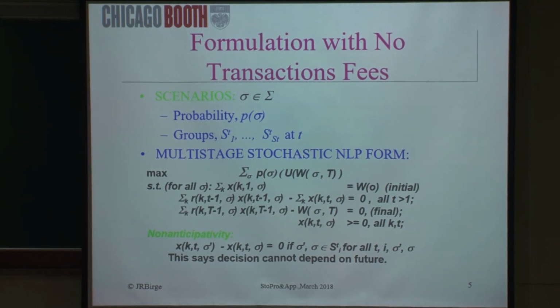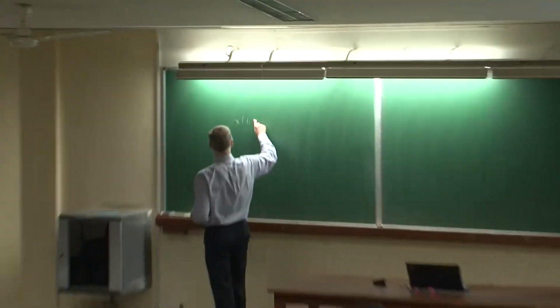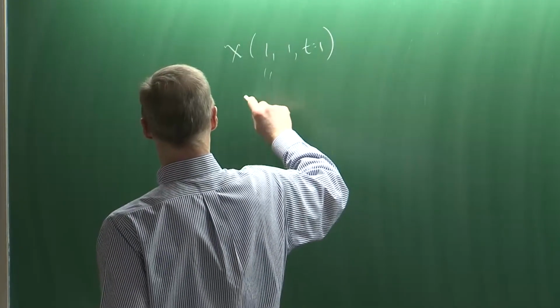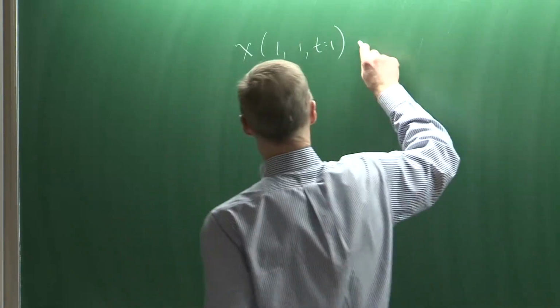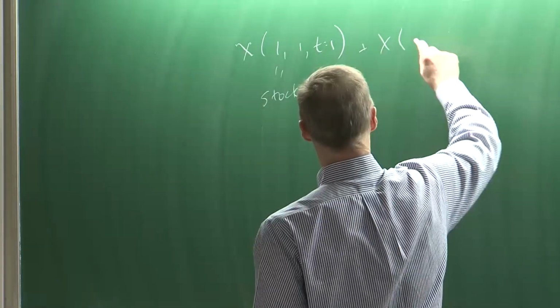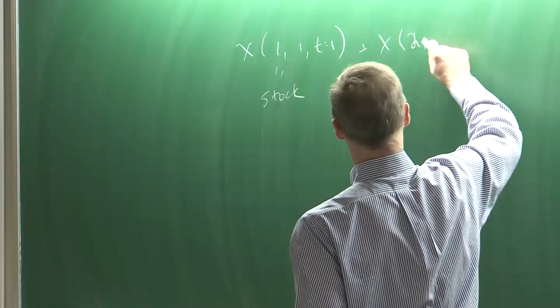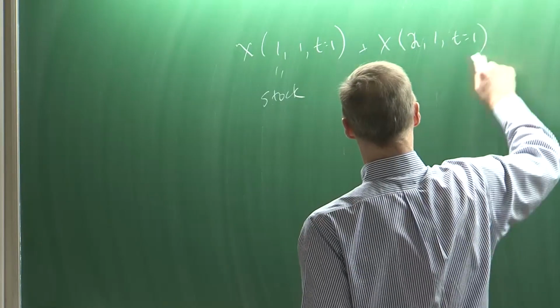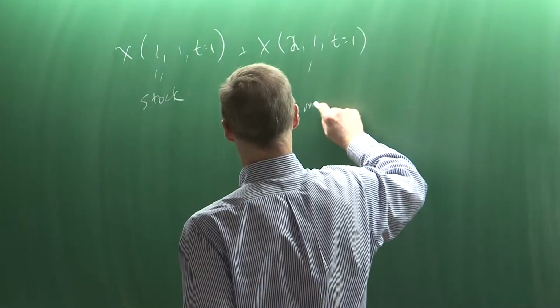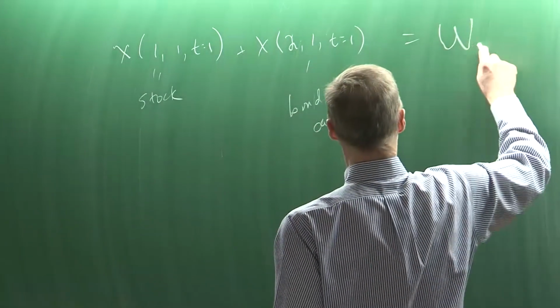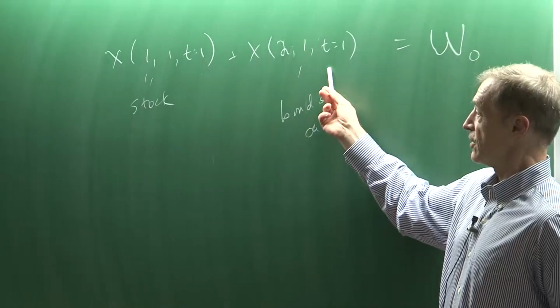So the first constraint is really like x1, t equals 1. So that might be my stock, and then x2, 1, again t equals 1. And this might be bond or cash. And that's equal to my wealth. So part of it is in stock, and then part of it is in bond.